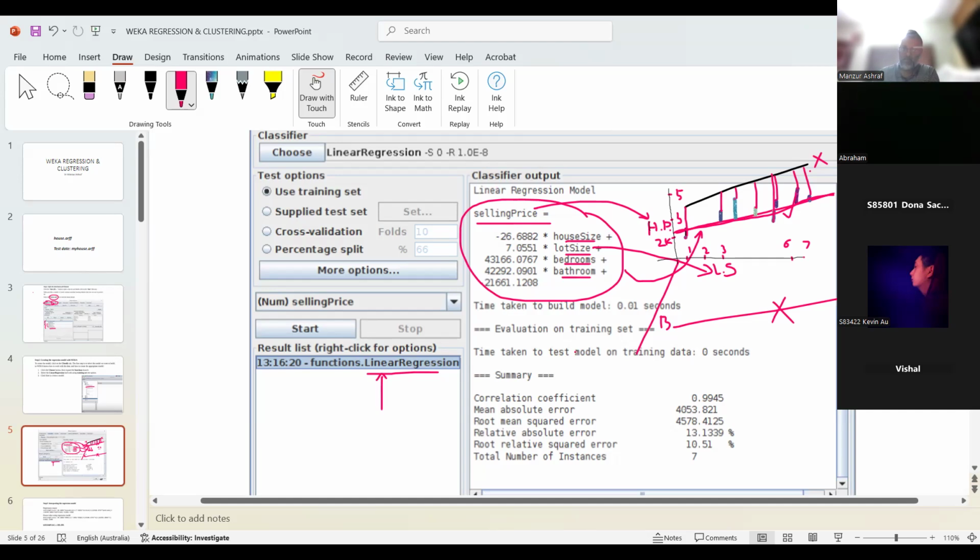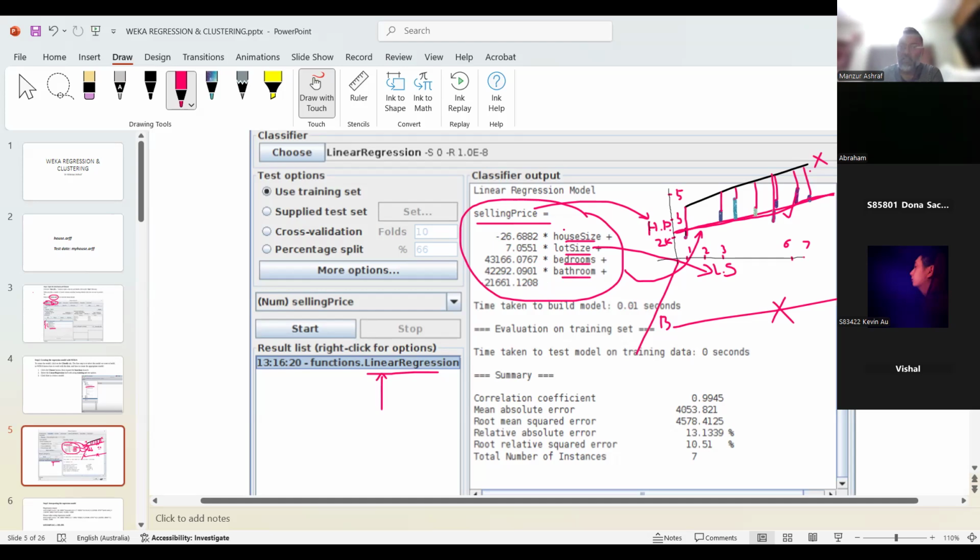So now coming back to the selling price, this is the most important thing, selling price. In selling price, I can see that minus 26.68 into house size, and all this. Now, suppose this program is perfect and all the points are very close to the existing data. So in future, if I get data with a house size of 60, lot size of 5, 3 bedrooms, 2 bathrooms, then what is the selling price? What should the real estate decide?